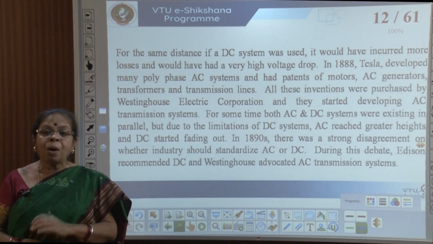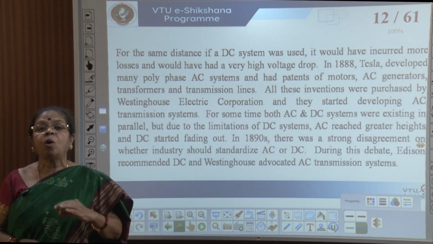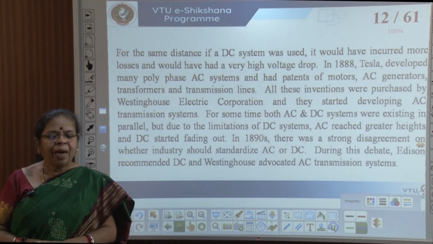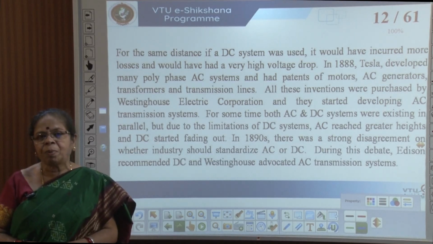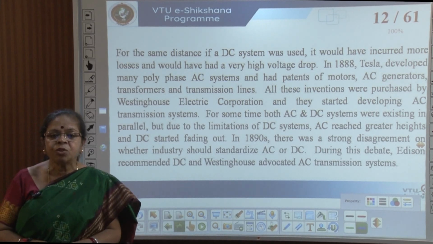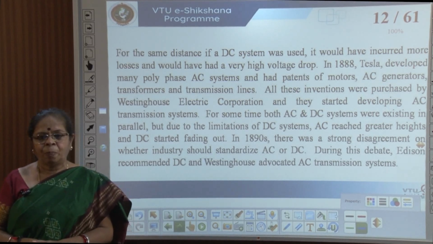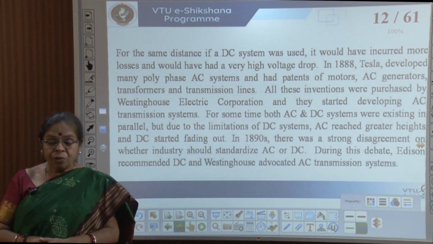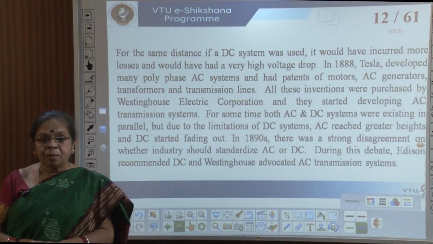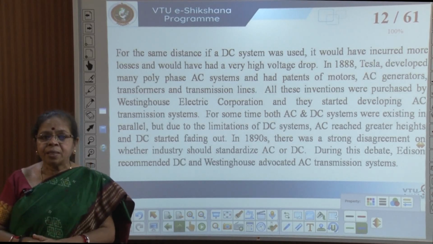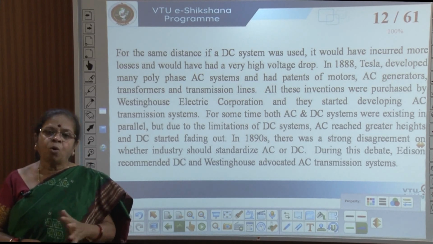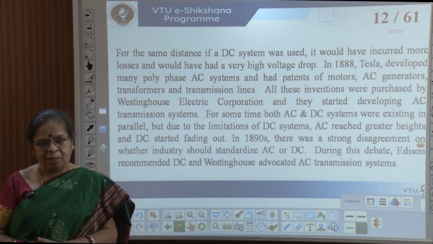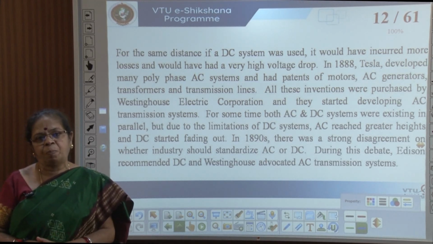After power electronic technology matured, DC came back into the power system as HVDC transmission systems. Now, it is very interesting. During this debate, Edison recommended DC and Westinghouse strongly advocated AC. After all, Westinghouse held all the patents for AC products. Okay.